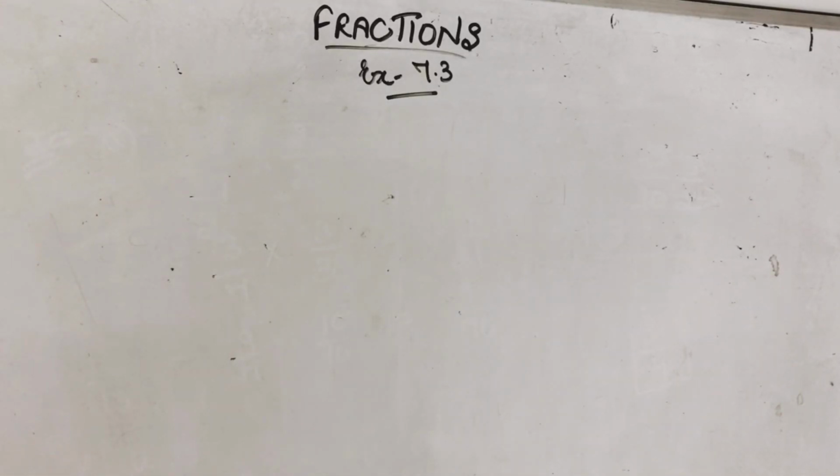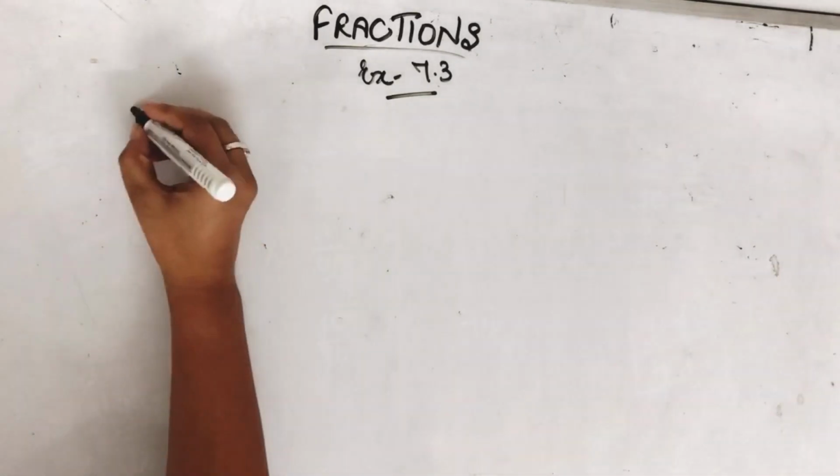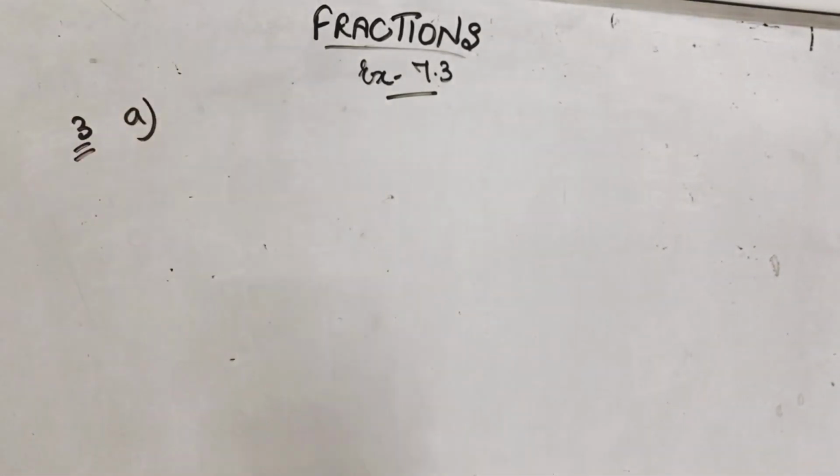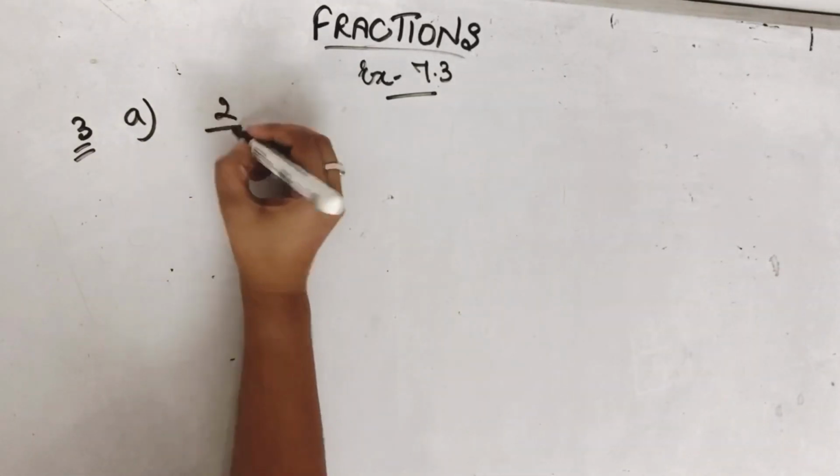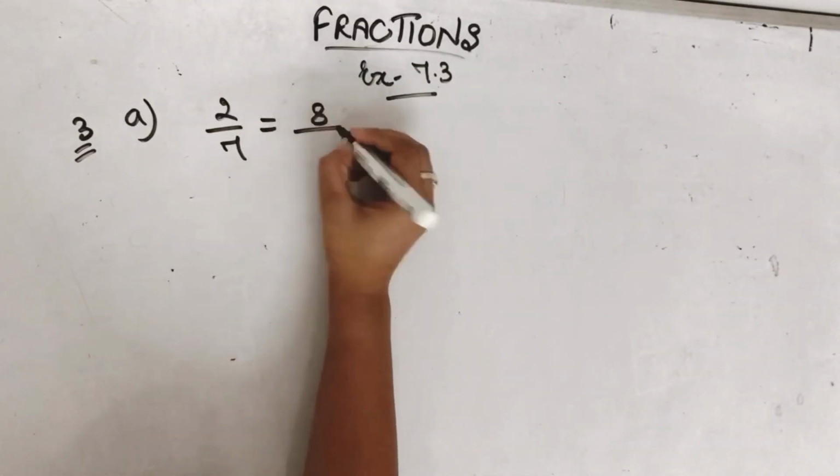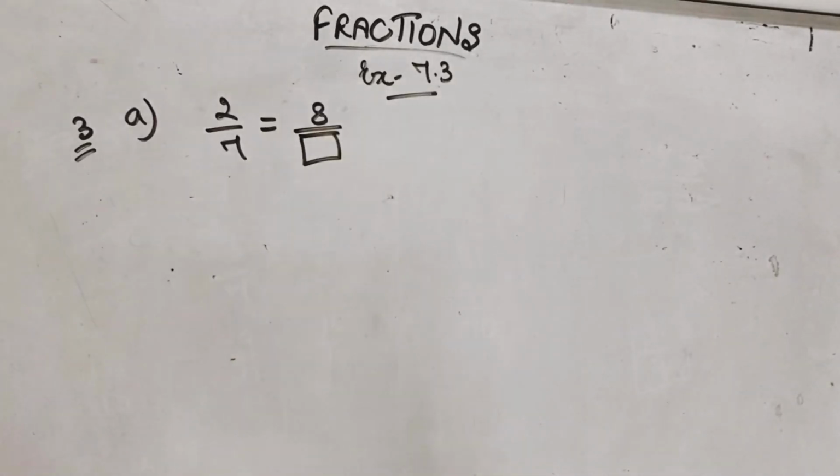Third question, replace the box in each of the following by a correct number. Like A part is 2 by 7 is equal to 8 by blank. You have to fill this blank. Now we know that these two fractions are equal, right? So it means you have to write an equivalent fraction here.